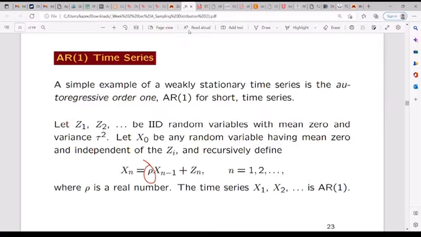I think I received a chat now. Somebody said, so AR1 is just another time series, which is based off the trial time interval.